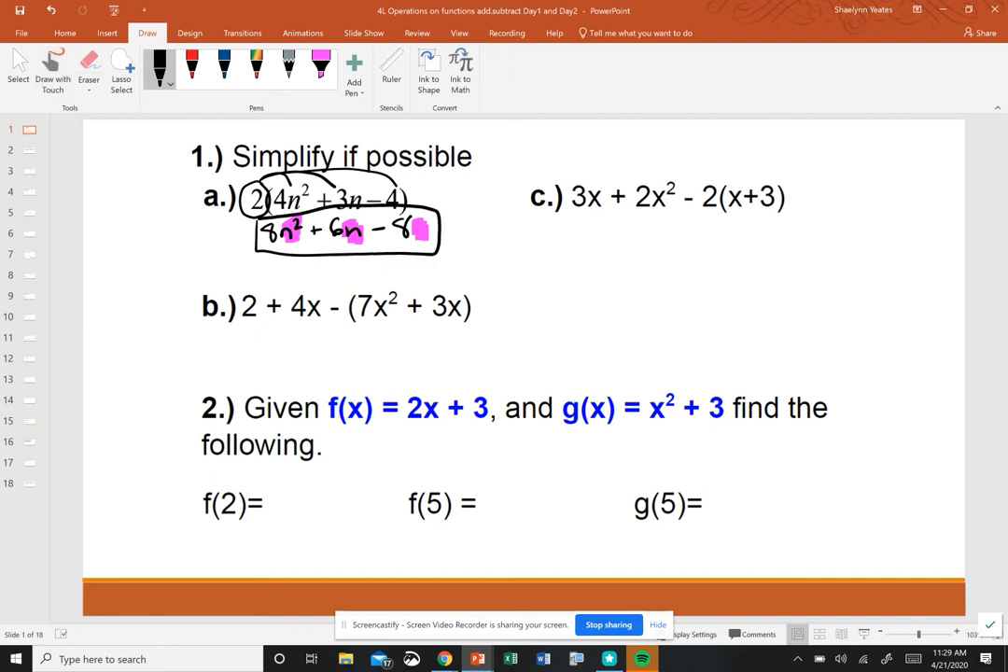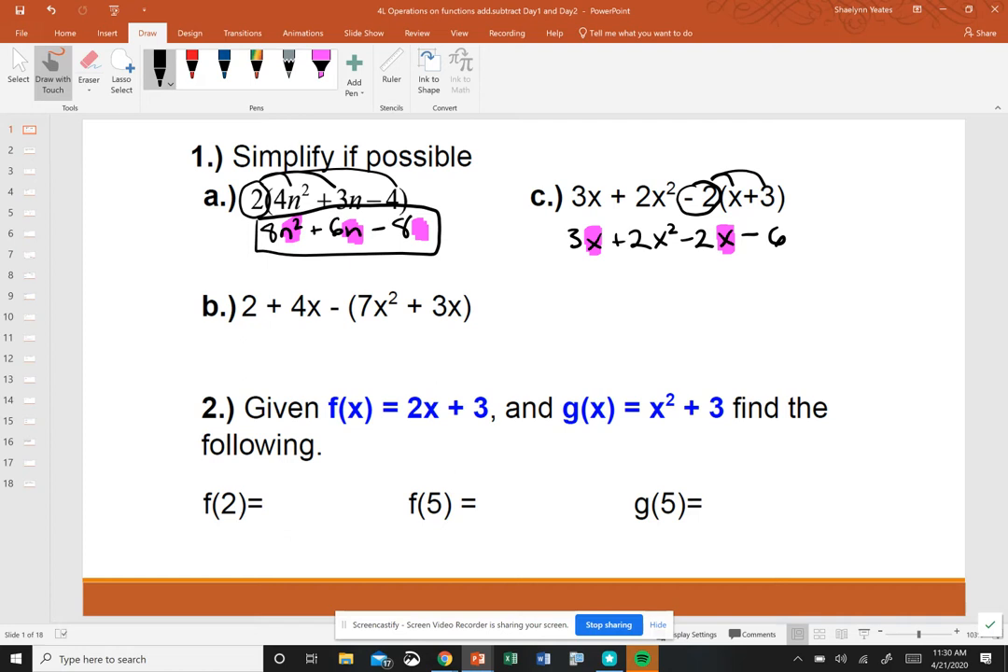All right, so over here, the first thing I'm going to do is distribute my negative 2. That's a negative 2 right there. So we have 3x plus 2x squared. Nothing exciting there. And then negative 2 times x is negative 2x. The negative 2 times 3 is a negative 6. Okay, and if you notice, these have exactly the same variables, so I can combine them.